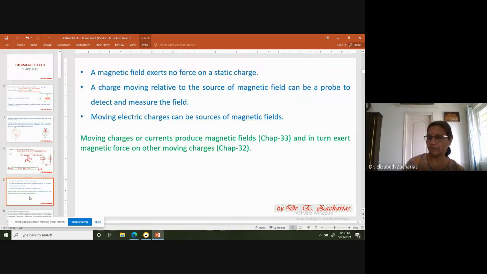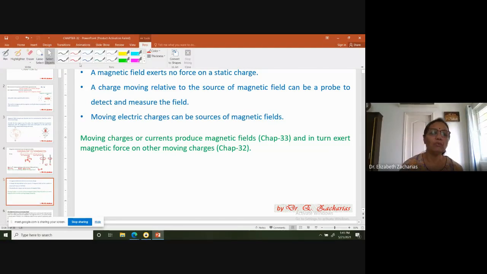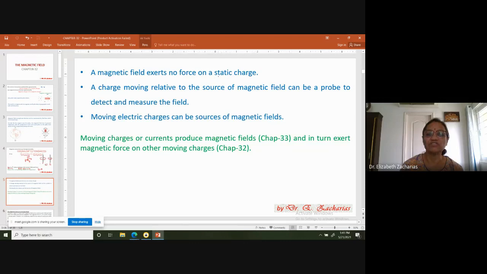In summary, whatever we have discussed till now can be summarized and written in the form of 3 sentences. What are those 3 sentences? There is no magnetic field associated with static charges. There is only electric field associated with static charges. Therefore, there is no magnetic force also. Magnetic field is associated only with moving charges or currents.